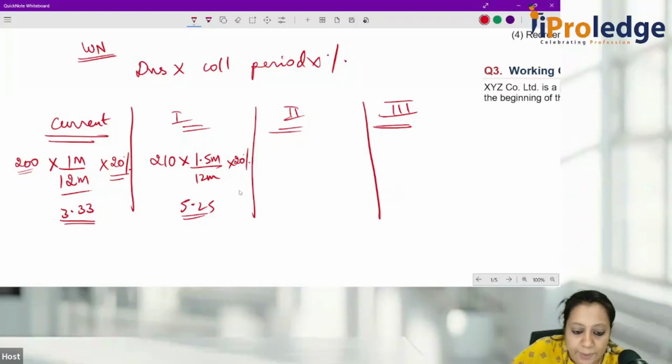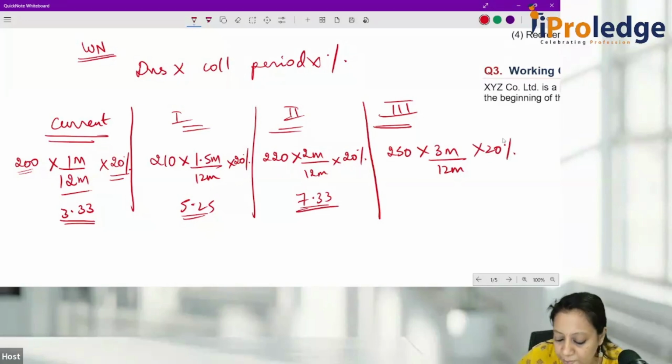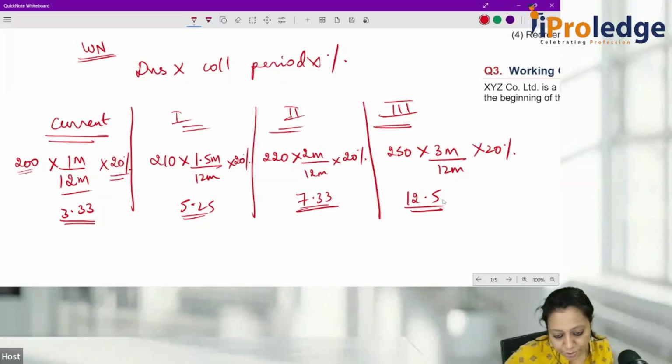Okay. So next up, we have 220 into 2 months divided by 12 months into 20 percentage: 7.33. Then 250 into 3 months divided by 12 months into 20 percentage: 12.5. So this is how we are supposed to do it. Please quickly make note of it. I'll wait.